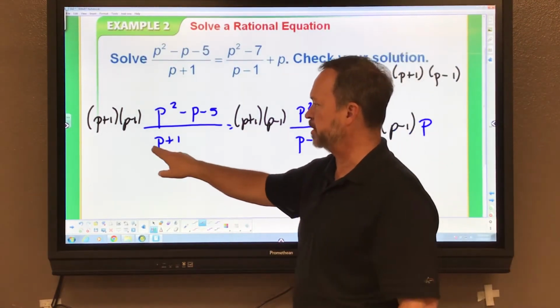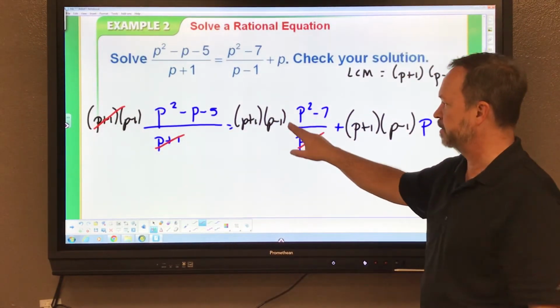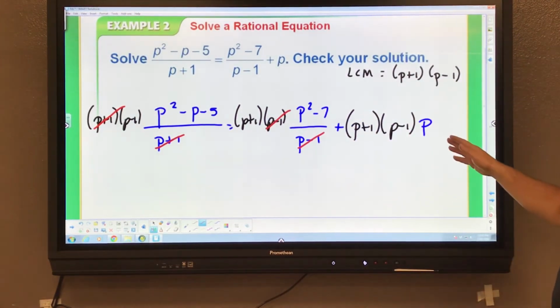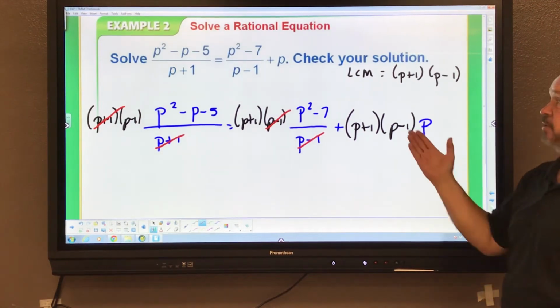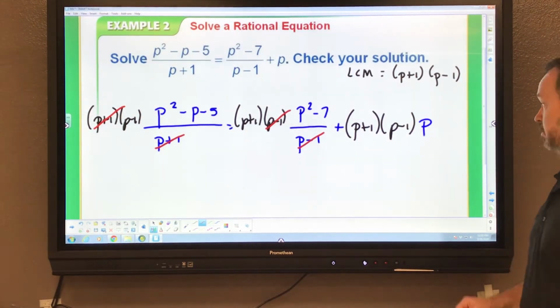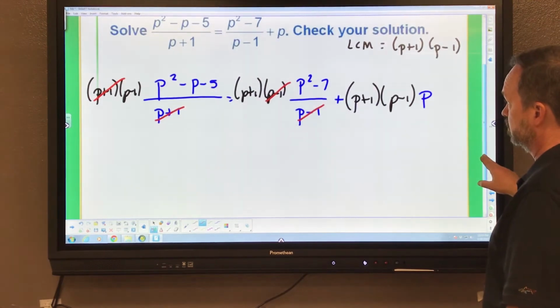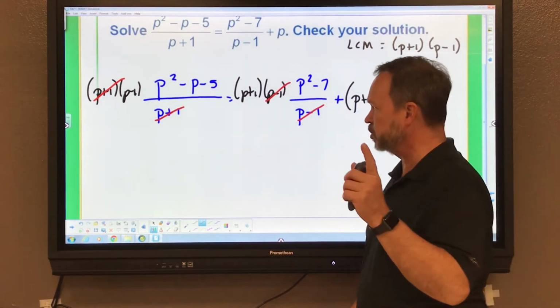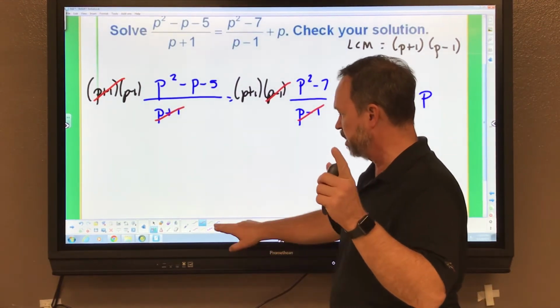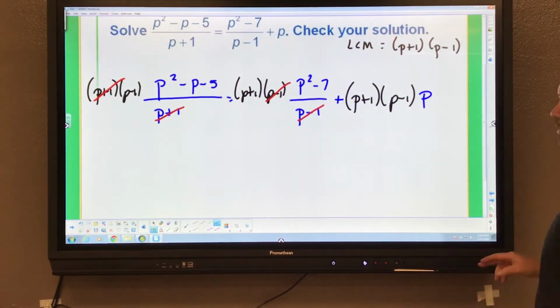Now what happens to the p plus 1s here? Cancel. What happens to the p minus 1s here? Cancel. There was no canceling here because there was no denominator here because we just had the p. Okay? Now, what's about to happen is ugly. But all the fractions are gone. So I at least want to celebrate that. All the denominators are gone, so all the fractions are gone, so great.